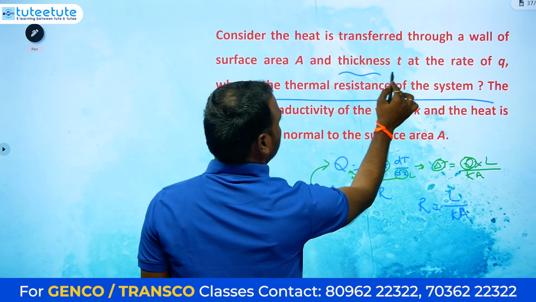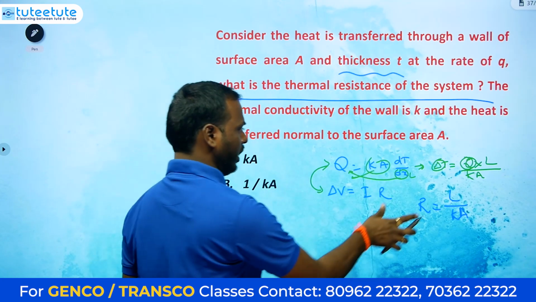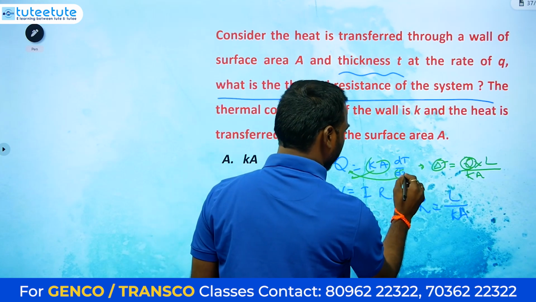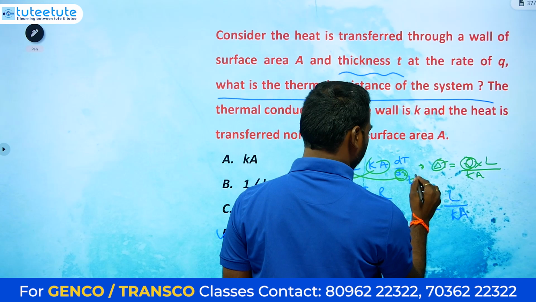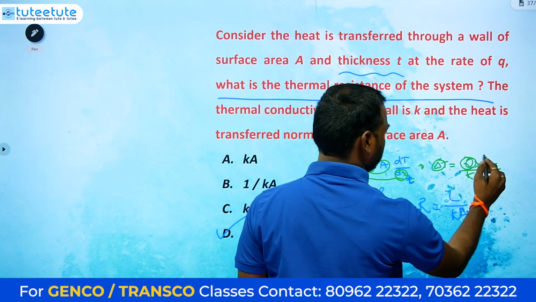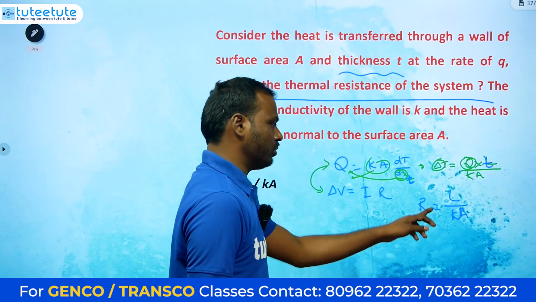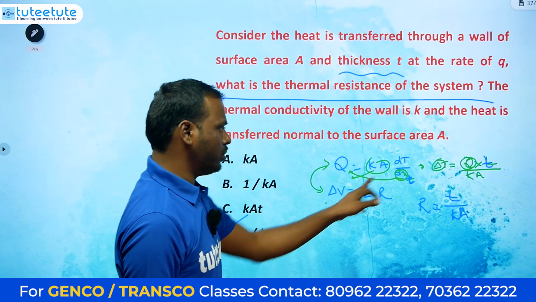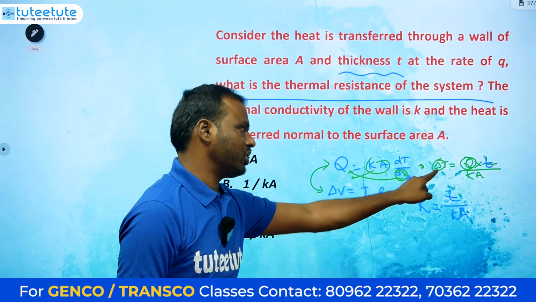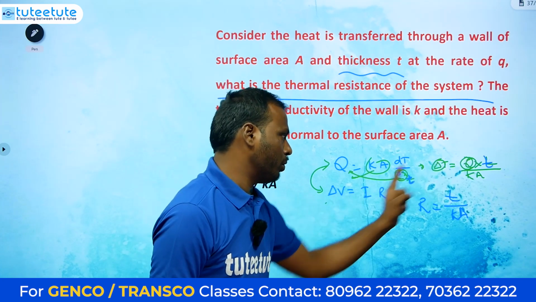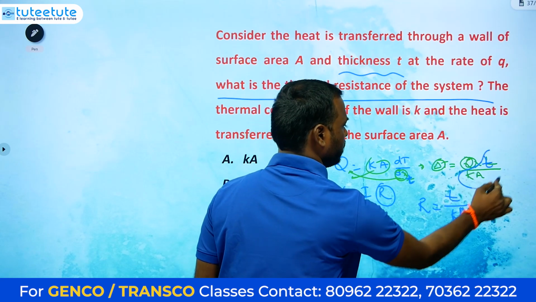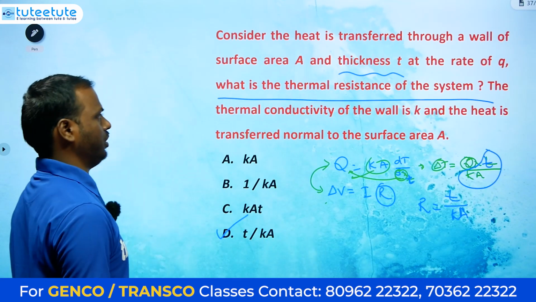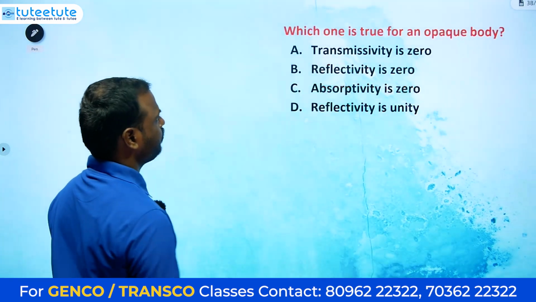So instead of writing dx I am writing the thickness as T. So T comes into the picture. If you observe this and this, instead of delta V we have delta T, instead of I we have Q. So R is nothing but the resistance. T by kA is the resistance. The same thing, so T by kA.